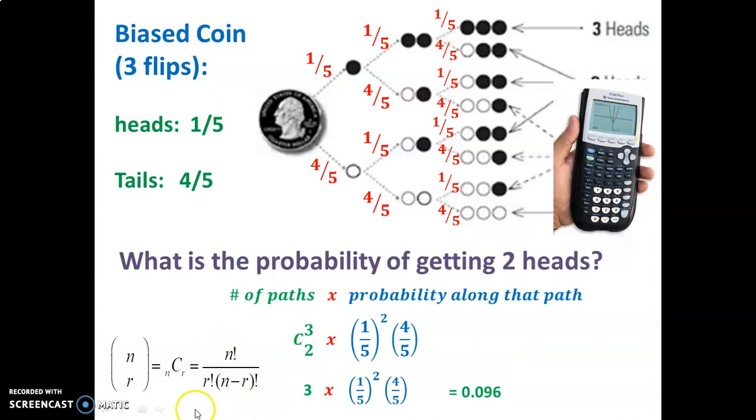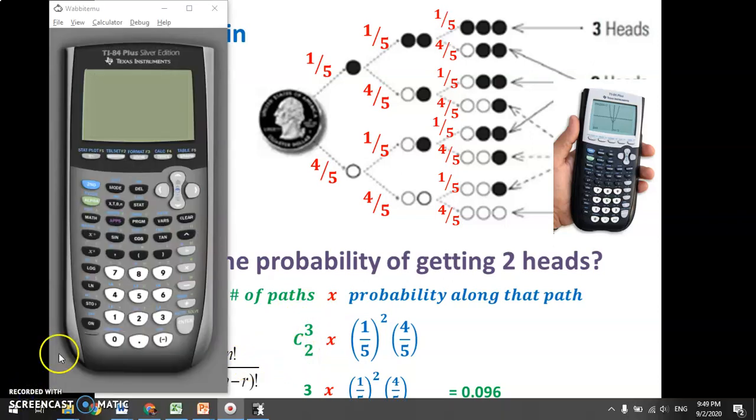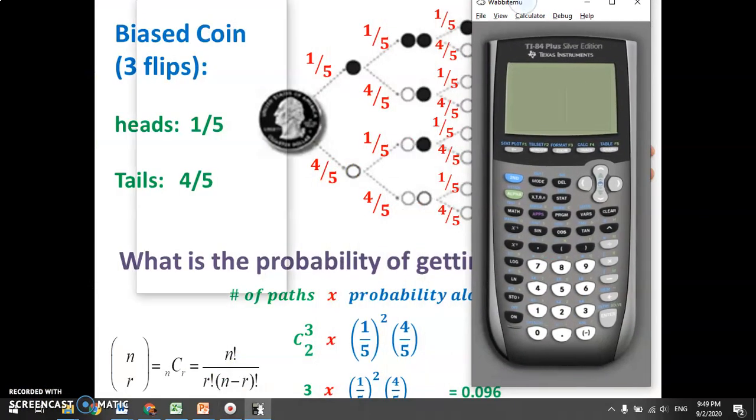So we no longer have to use this formula for combinations. There's actually a shortcut in your calculator that'll do it for you. Let's take a look at how to do it now. Alright, let's take a look on the calculator. There's a way to do the combination formula very quickly on the calculator.